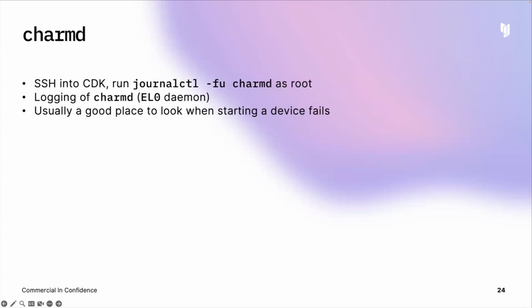And for daemons, the logging occurs in CHARM-D. Since this is managed by systemd, journalctl is used to view these logs. In particular, when a device fails to start, this is where the logging will generally be.